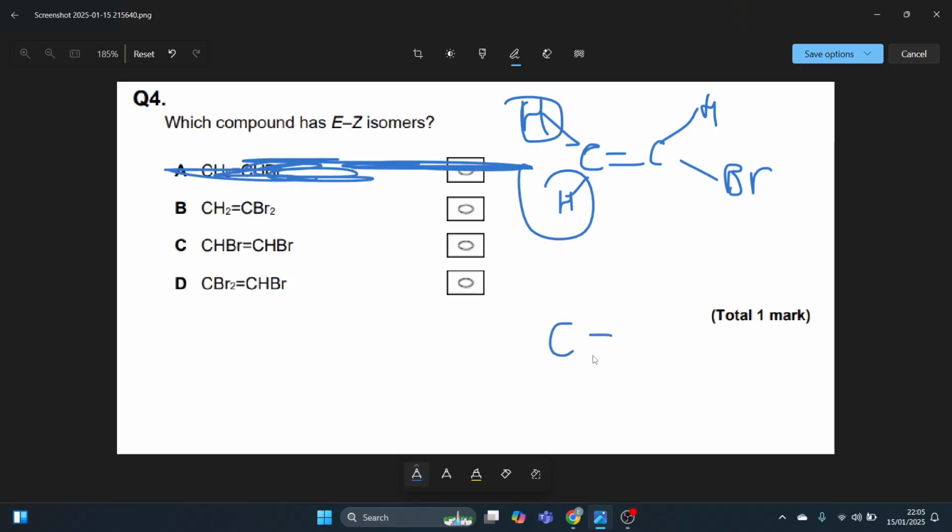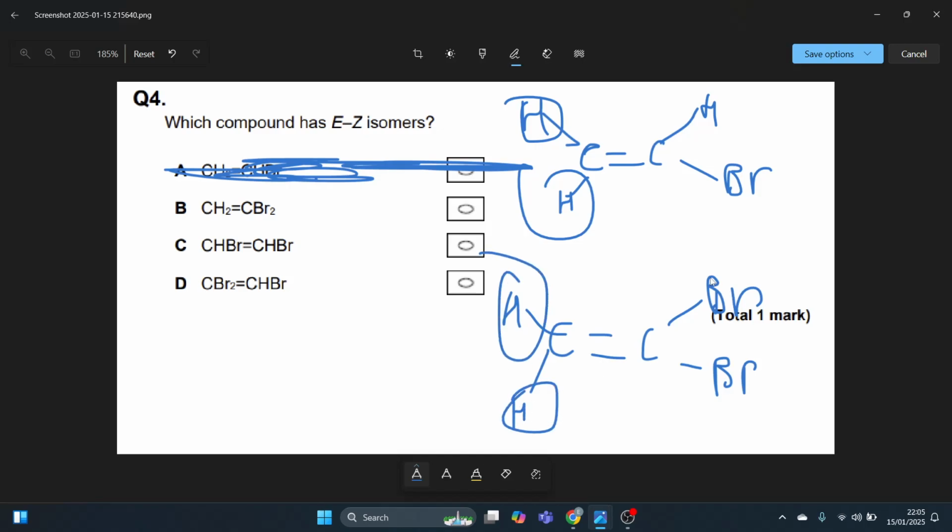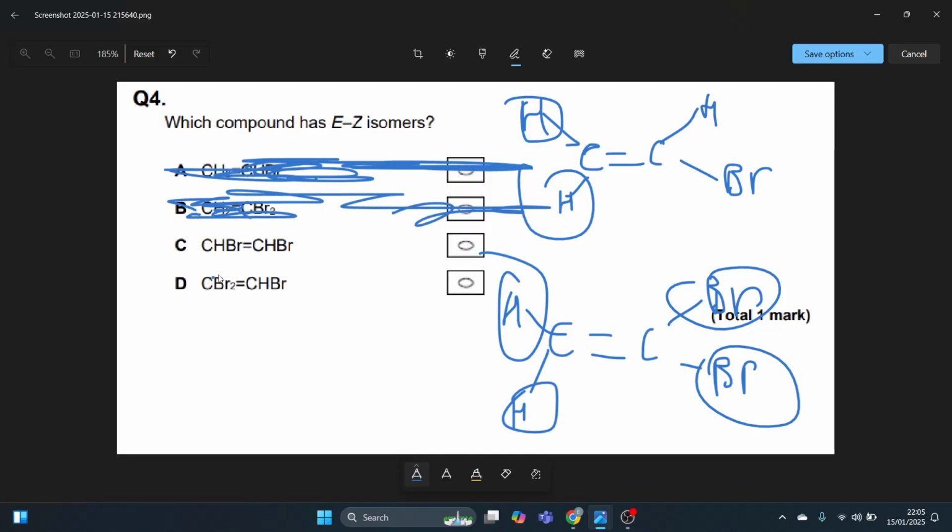If I look at B, same thing. CBr2, CH2, 2 of the same functional groups on the carbon. No. Same thing with D. I've got Br2, Br on one of the carbons. No. Therefore, the answer is C.